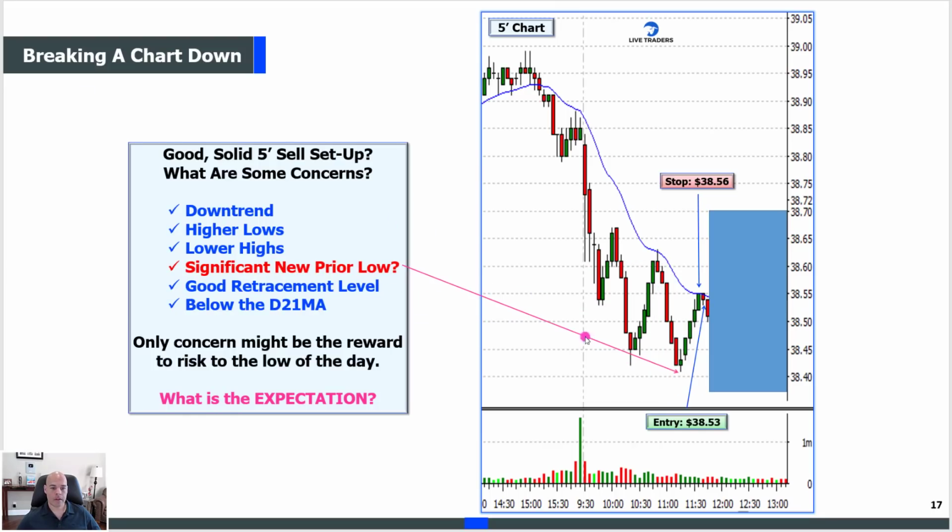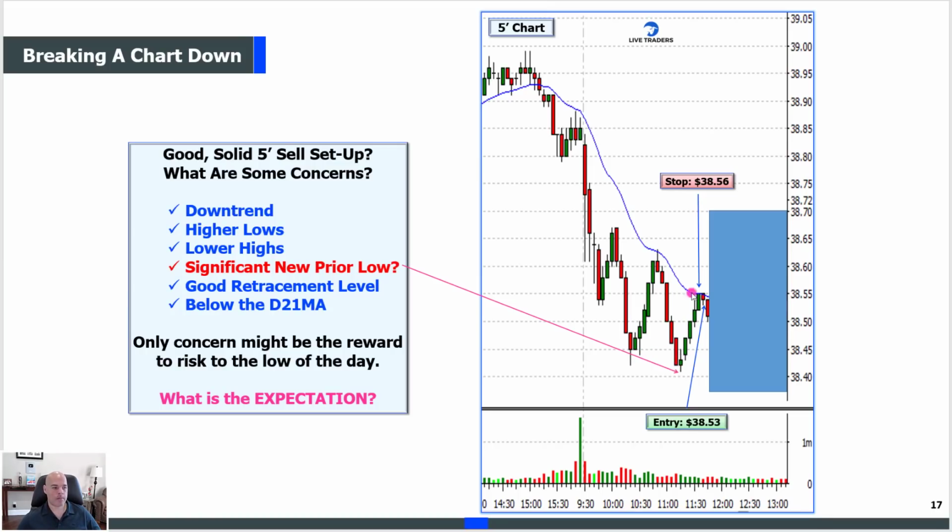What happened? It put in an equal low, slightly lower low, right? That's what you expect, a higher low or an equal low. That is the expectation coming from an 80% move. In this case, it went a little further than I would have expected. I would have expected, like I said, 38.50, 38.47, something like that. But hey, at least it put in an equal low, slightly lower low.